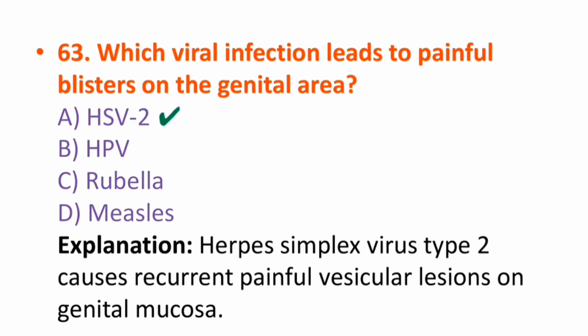Which viral infection leads to painful blisters on the genital area? Option A HSV-2, option B HPV, option C rubella, option D measles. The correct answer is option A. Herpes simplex virus type 2 causes recurrent painful vesicular lesions on genital mucosa.